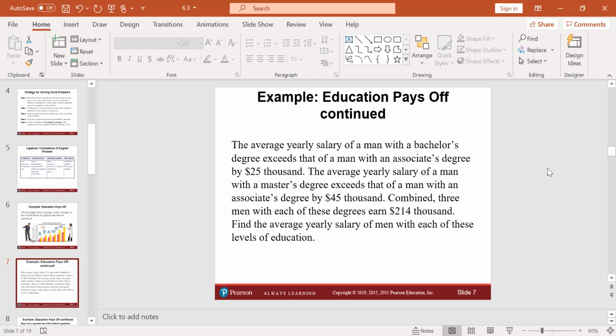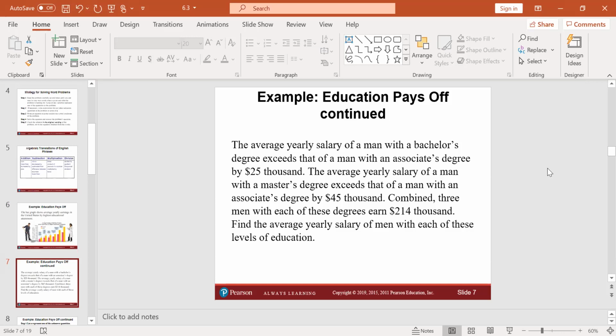Anyway, so on average, you make more money when you get a higher education. That's just an average. That doesn't mean it's always true. Does it mean that you pick a random dude with a master's degree, he absolutely makes 45K more than a random dude you pick with an associate's? That's not what it means. But anywho, if you combine the average salary of all three of these men, they earn $214,000 between the three of them. So find the average yearly salary for men with each of these levels of education.